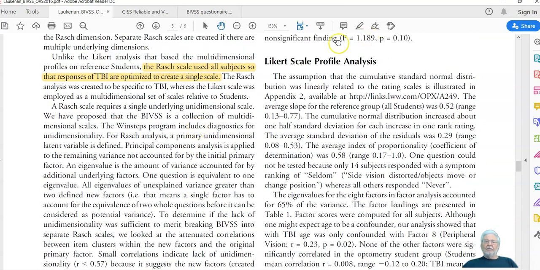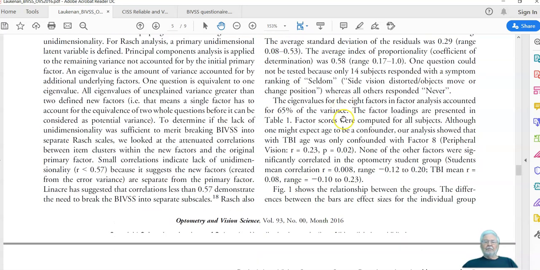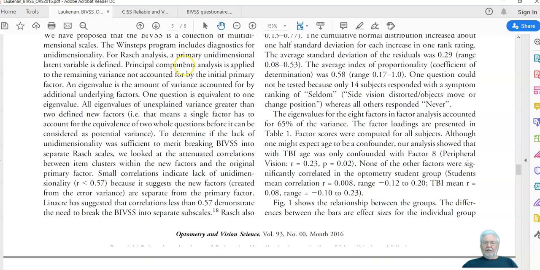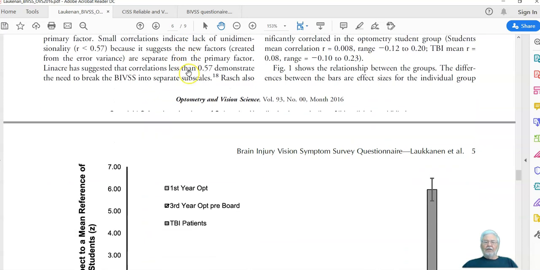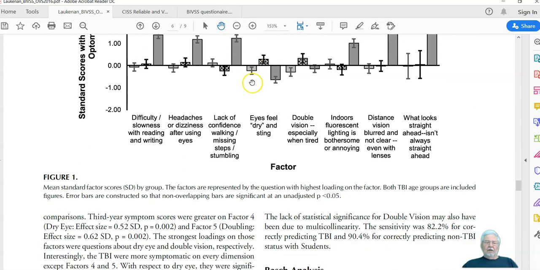The advantage of the subscales is we can make a profile analysis, so we can look at different people with TBI and see if there are different patterns of symptoms that are related to different types of TBI. In the Rasch analysis, you get one single score. Now, the advantage of the Rasch analysis is that you can go through and do an item analysis. All right.